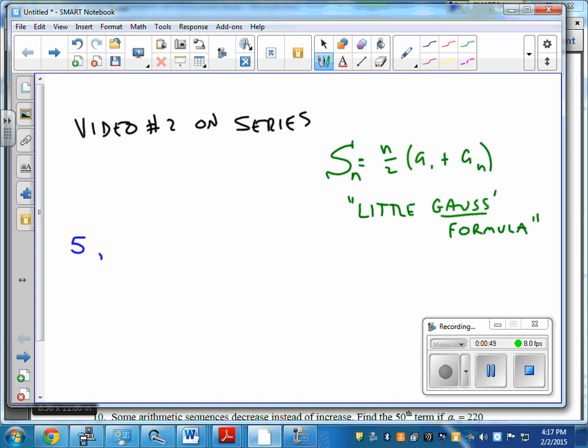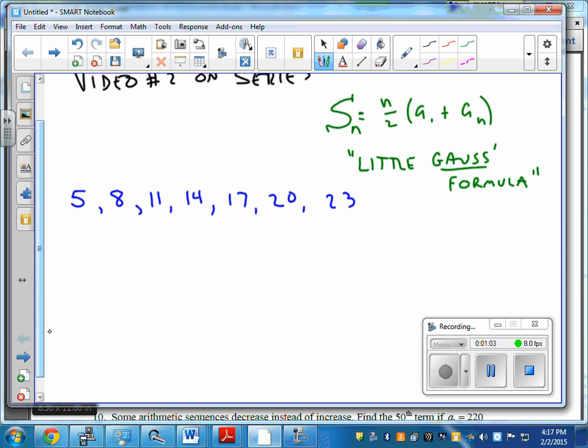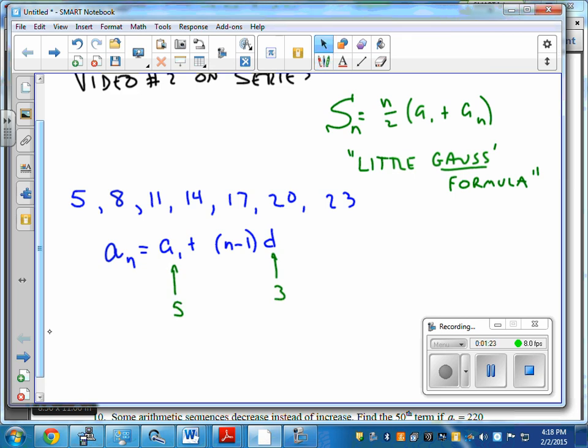this sequence, 5, 8, 11, 14, 17, 20, 23, and let's just stop there for a second. Remember that the formula we used to generate these terms was a sub n equals a sub 1 plus n minus 1 times the difference. For this particular sequence, the difference was 3, and the first term was 5. And we could find any term in the sequence using this.